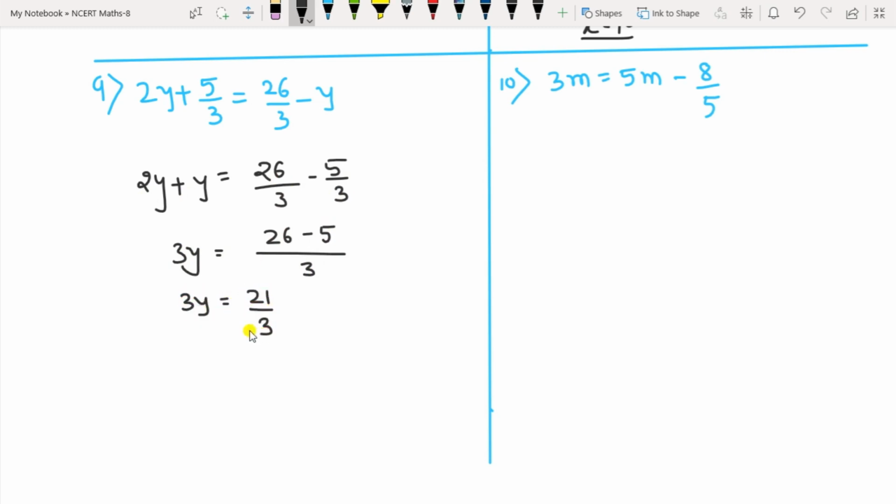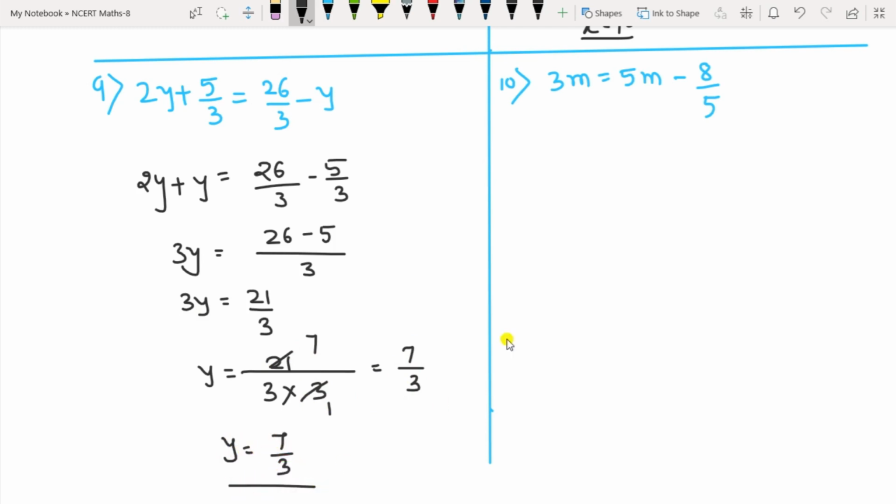And this 3 will move here on the other side as division. So 21 by 3 into 3. This already one 3 is there, and then this next 3 will come here. So this becomes 3 1s are 3, 7 3s are 21, and 7 by 3. So y equal to 7 by 3, that is the answer.